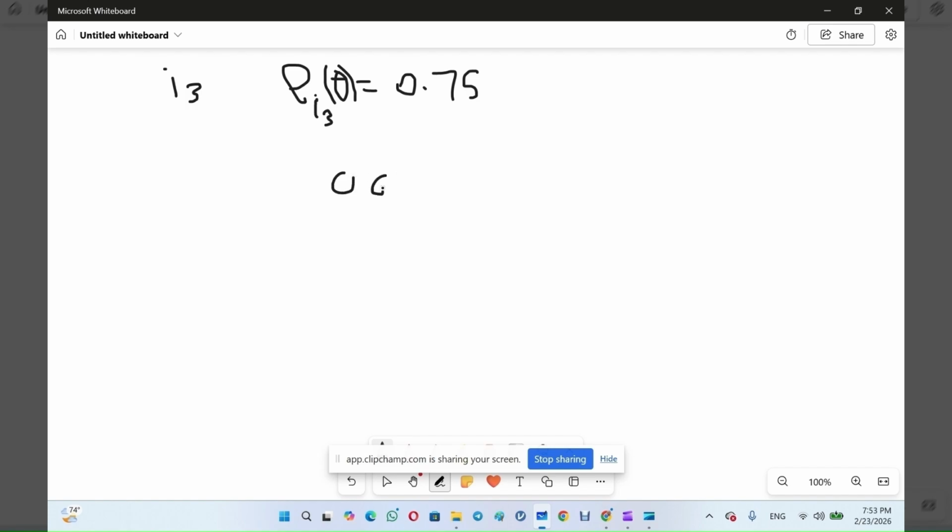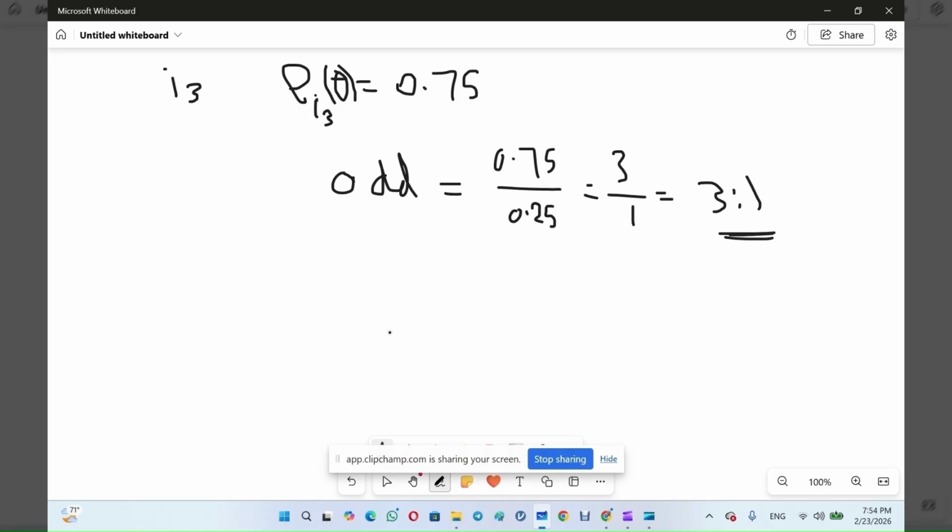The odds are another way of displaying the probability. So it would be 0.75 over 0.25. This is the probability of failure, 0.25, and this is the probability of success. So it will be about 3 to 1. This is usually expressed as 3 to 1. This is the odds. So now we always speak about the odds.